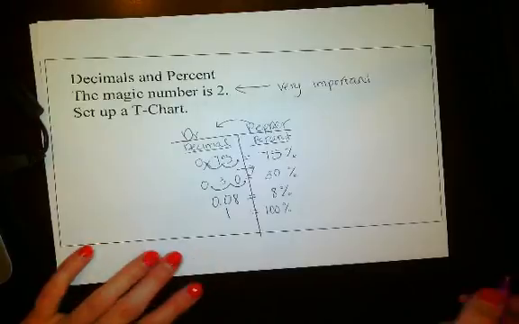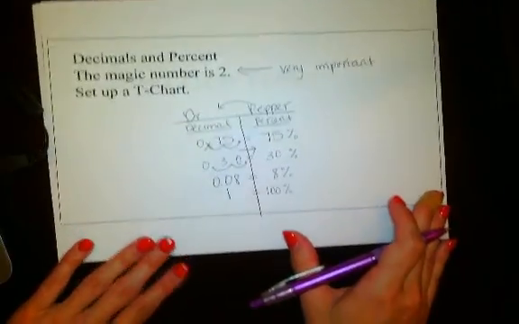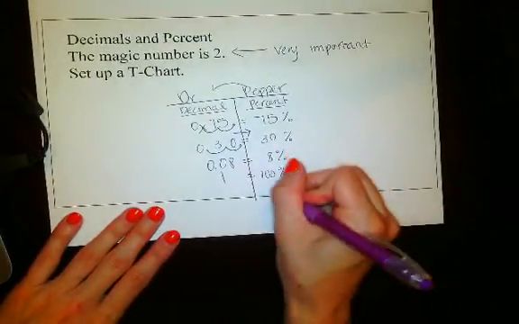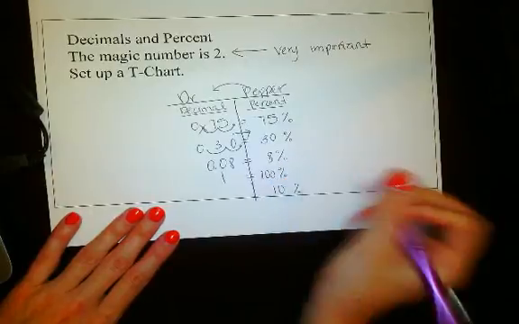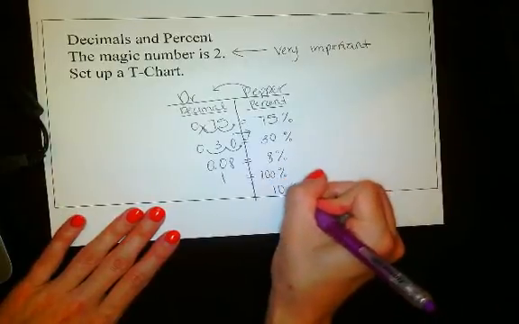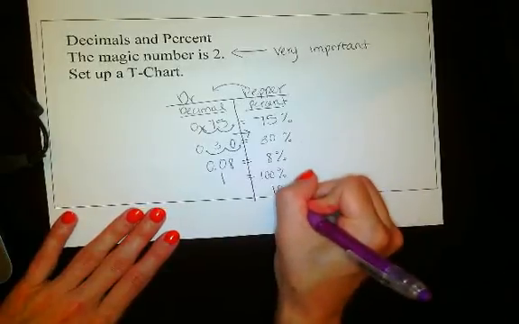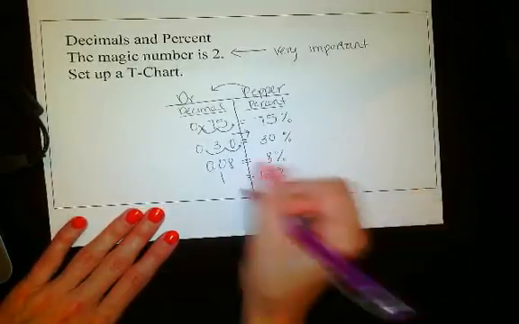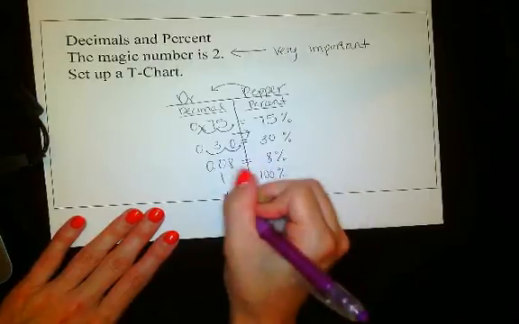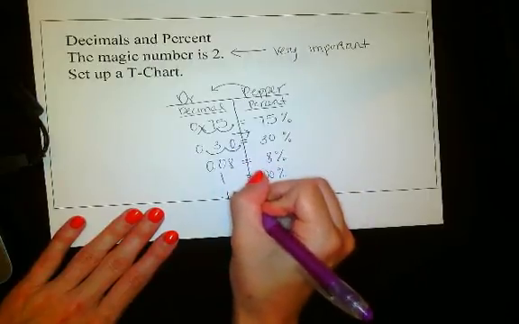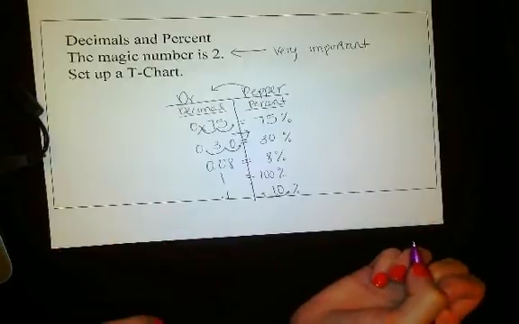Excellent job. So if I want to go from 10% and turn it into a decimal, I want to make sure my decimal point is at the end, and I'm going to move it 2 times to the left. So that would be 0.10, or 1/10. And let's do it again.